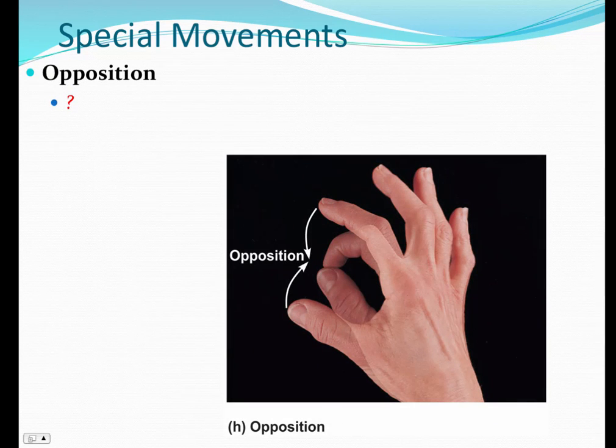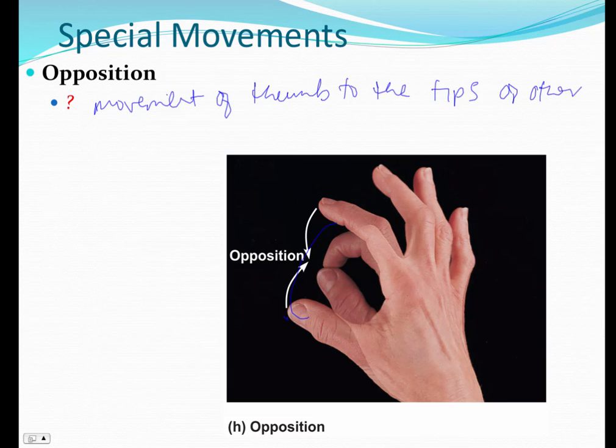Then the last type of special movement we have is opposition, and this is when you move your thumb to touch the tips of other fingers on the same hand. So you can do your thumb to your index, thumb to your middle, thumb to ring, and thumb to pinky. So moving of the thumb to the tips of other fingers on the same hand.